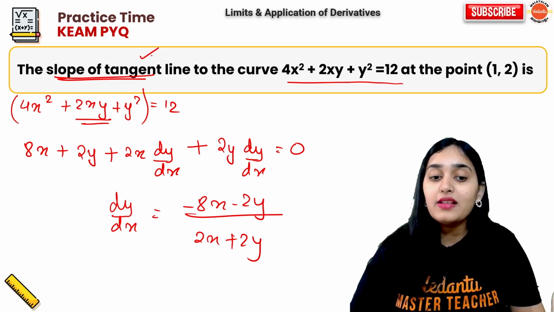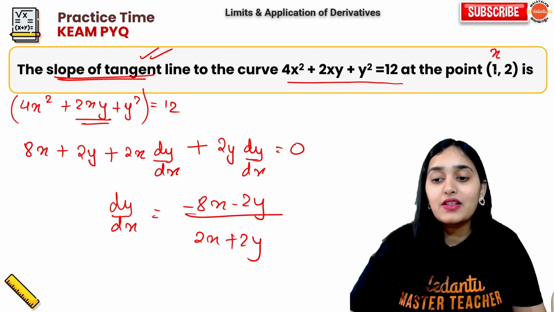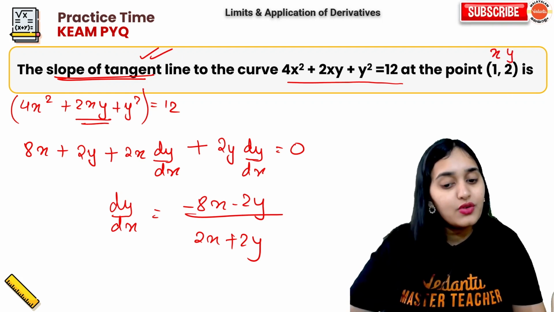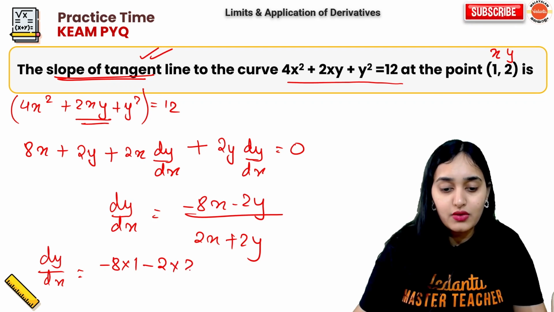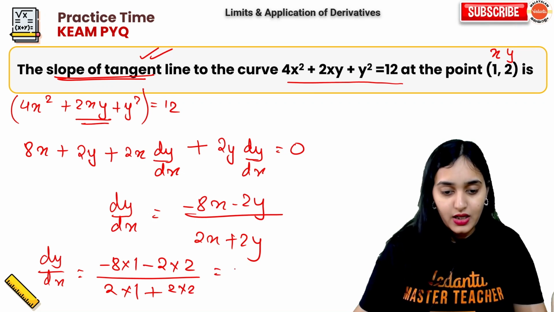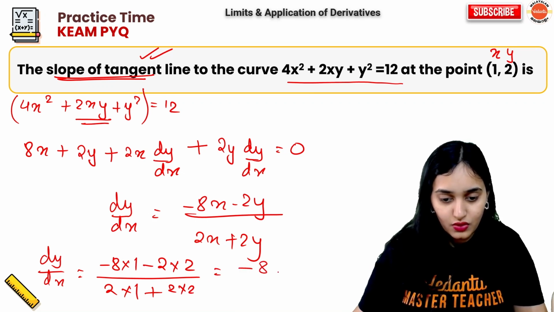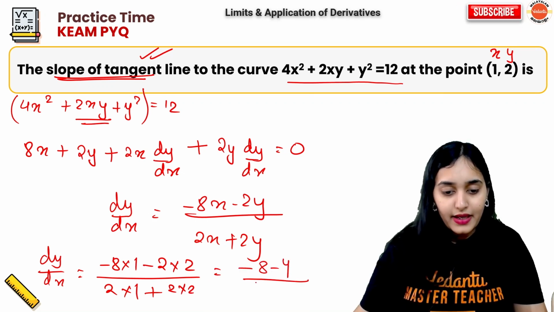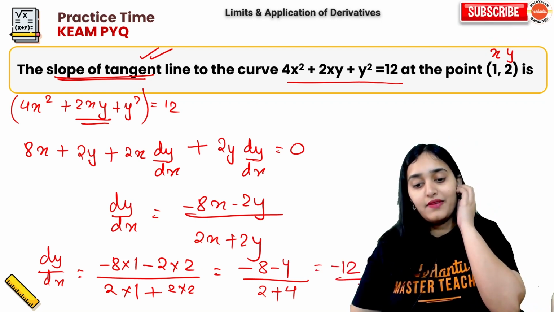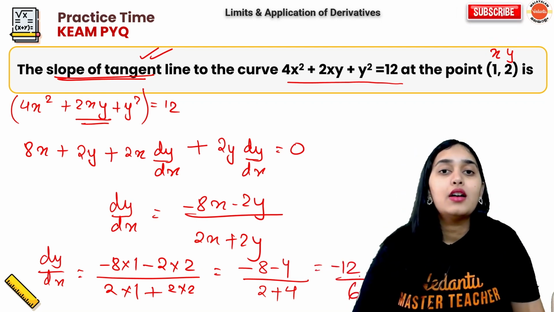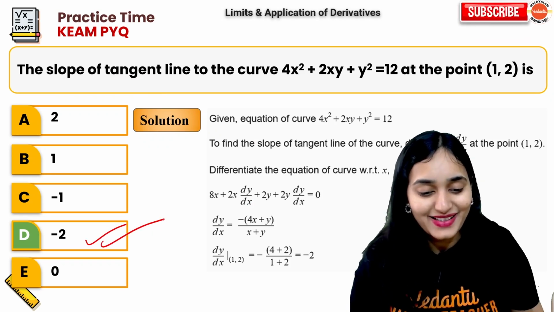Now, they are asking what is the slope of tangent at x is equal to 1, y is equal to 2. Put the values. So, dy by dx will be minus 8 into 1 minus 2 into 2, upon 2 into 1 plus 2 into 2. So, this is minus 8, 2 2s are 4, and 2 plus 4. So, we have minus 12 upon 6. 6 2s are 12. Minus 2 is your answer.